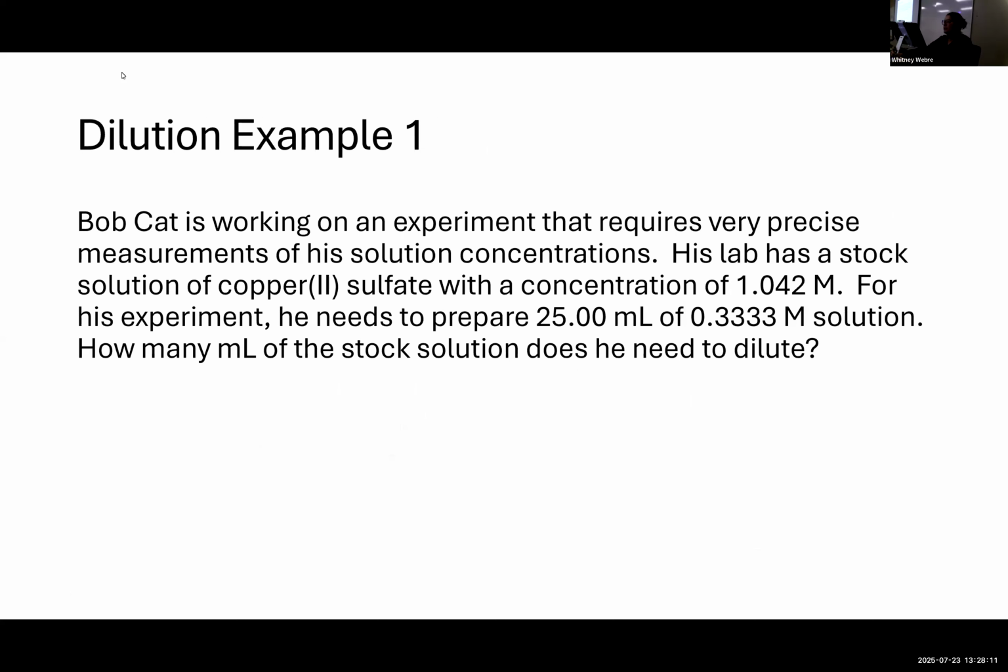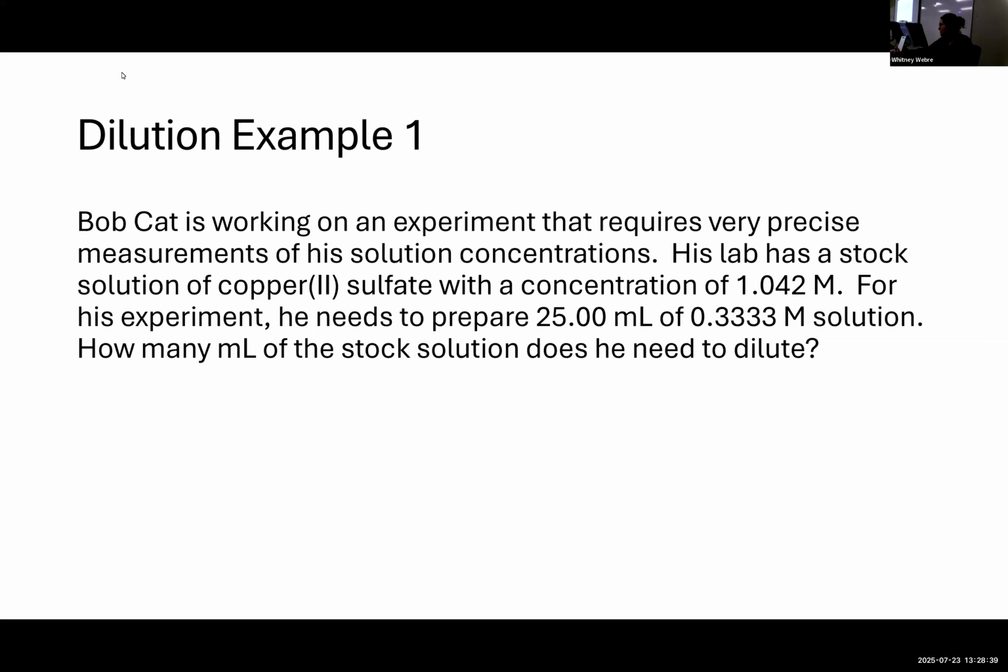Let's practice. So Bobcat is working on an experiment that requires very precise measurements of its solution concentration. His lab has a stock solution of copper sulfate with a concentration of 1.042 molar. For his experiment, he needs to prepare 25 milliliters of 0.3333 molar solution. How many milliliters of the stock solution does he need to dilute?